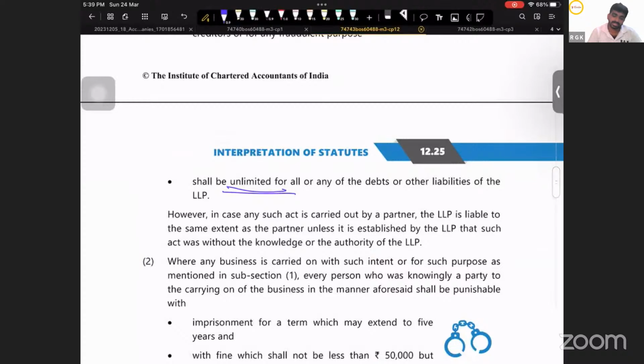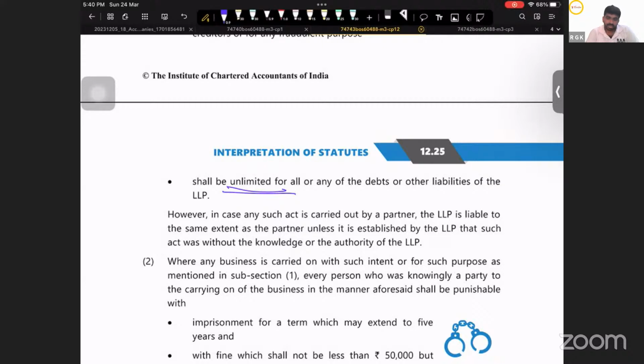However, in case any such act is carried out by LLP, LLP is liable to the same extent as the partner unless it is established by LLP that such act was without the knowledge of LLP. Partner has done wrong, LLP also becomes liable. But if LLP can prove that the act done by the partner was without the authority of LLP, then for such a fraud, only the partner will be liable and not LLP.